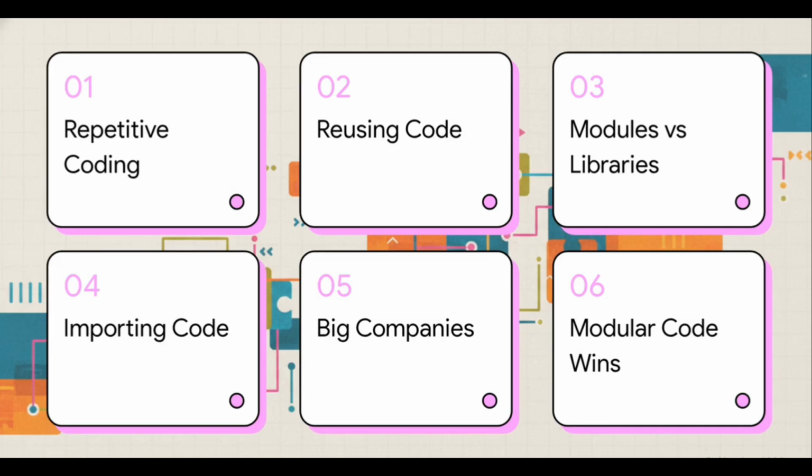Here's our roadmap for today. We'll be looking at the repetitive coding problem, building blocks and reusing code, modules versus libraries, a step-by-step look at importing code, how big companies build software, and finally, why modular code wins.